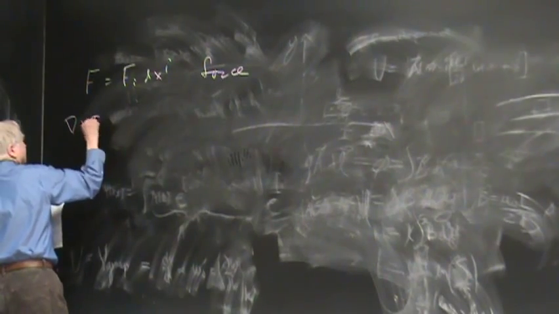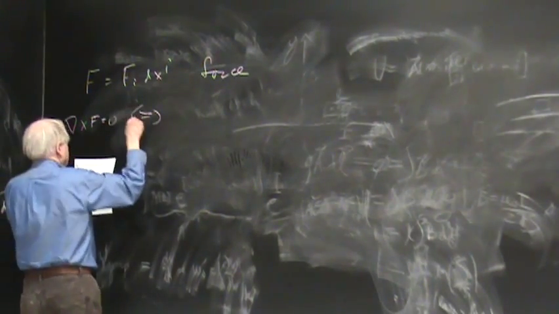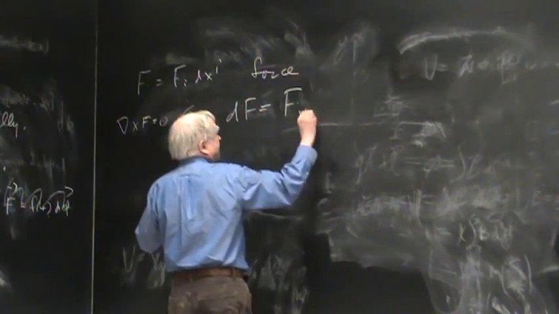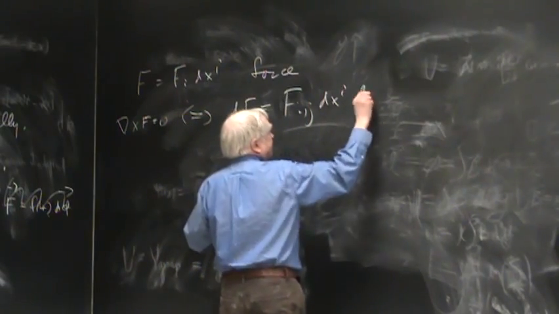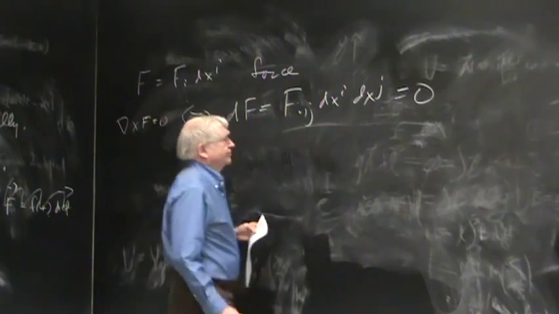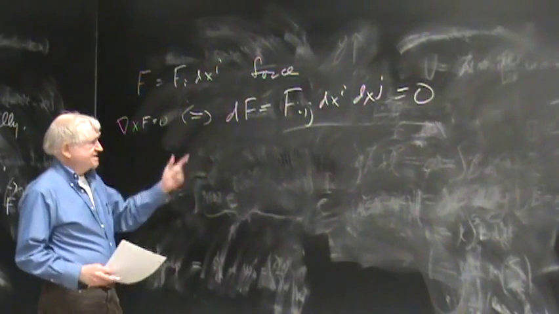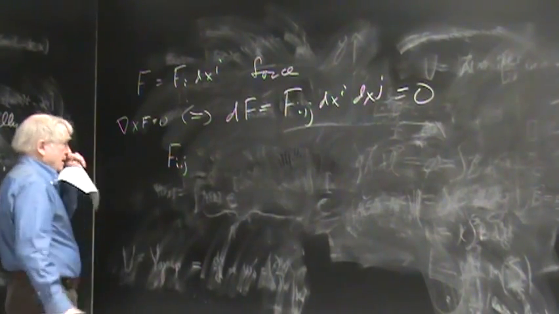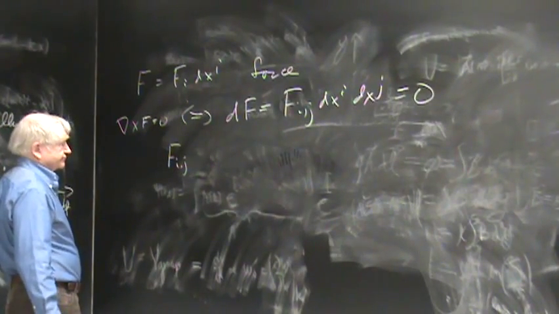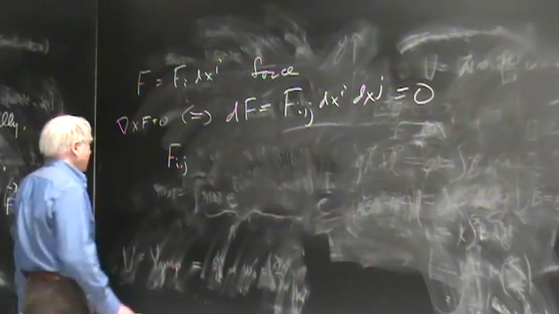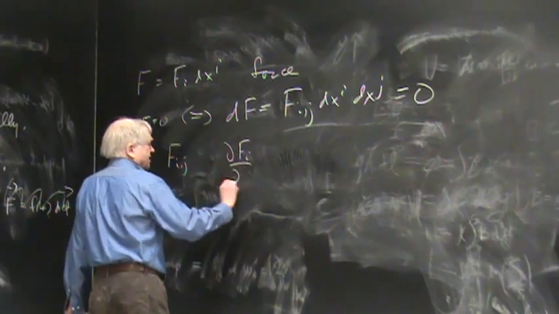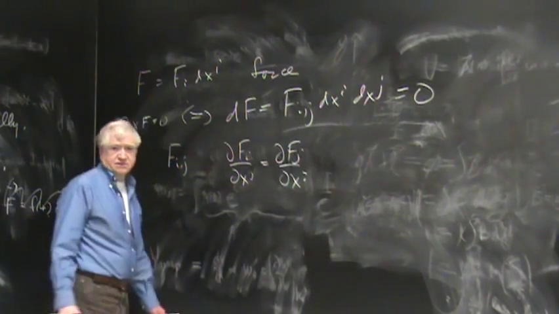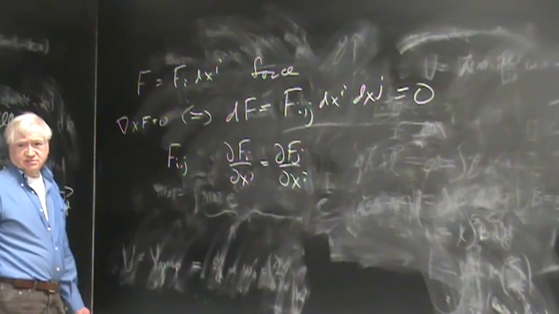Curl f equals zero is df equals zero. Df is f_{i,j} dx^i dx^j equals zero. And when is that zero? Well, that's if f_{i,j} is symmetric. In other words, if partial f_i / partial x_j equals partial f_j / partial x_i, and that says the curl is zero.